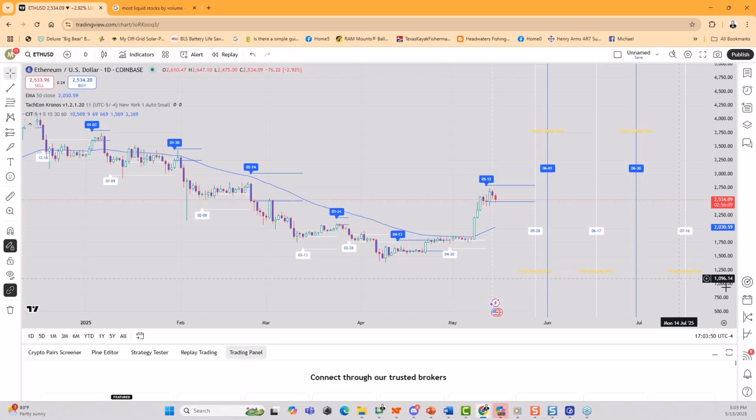Yep. It looks like a pause right here from May 12th until May 28th, a short push, and then another push down on June 1st into June 17th. That's where we're at on Ethereum right now.